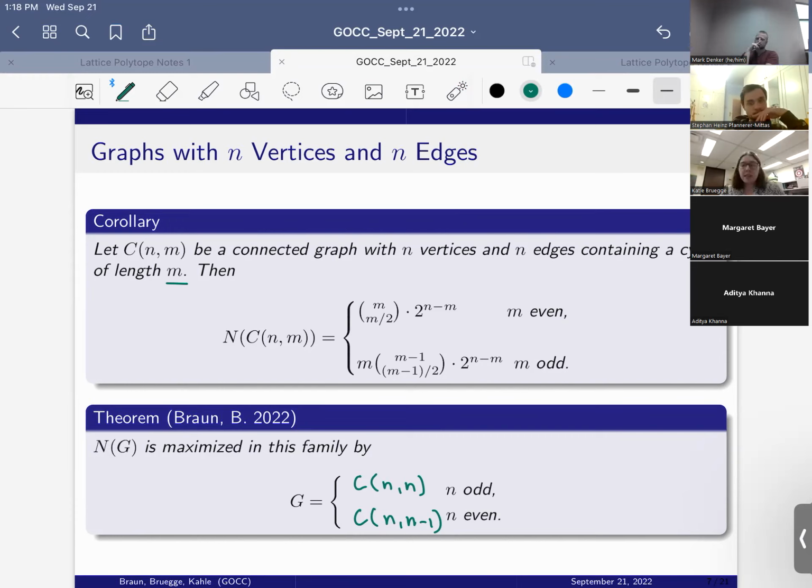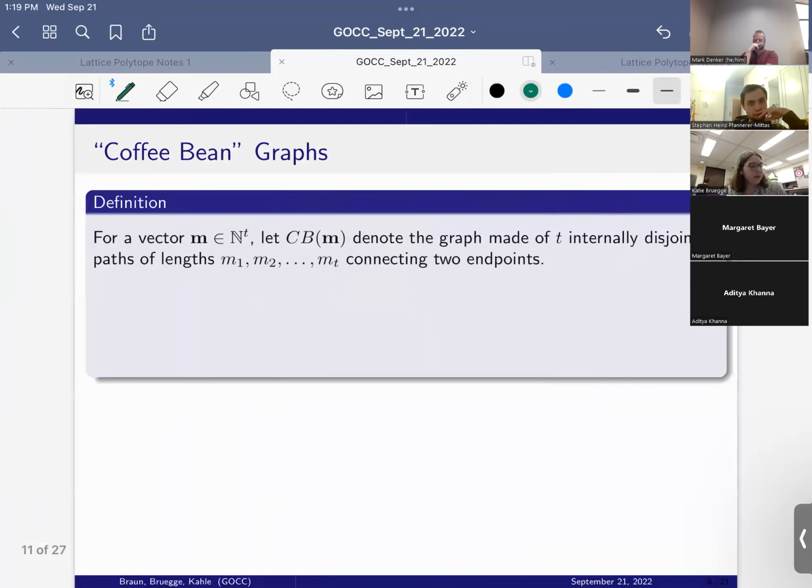So this case with n vertices and n edges came fairly easily, fairly straightforward. So the next question became, how hard could it be to add one more edge? And it turns out pretty hard. So when we start to consider graphs with n vertices and n+1 edges, we need to consider a family that I came to call coffee bean graphs, and hopefully you'll see why in a second.